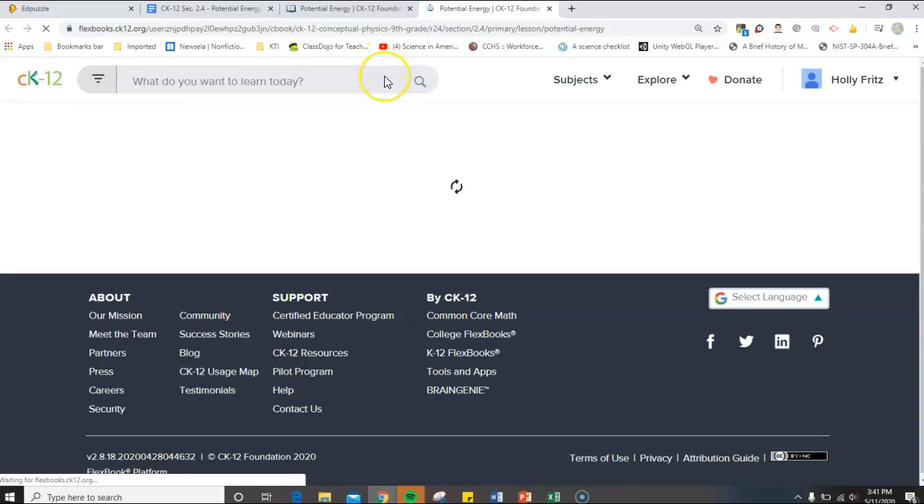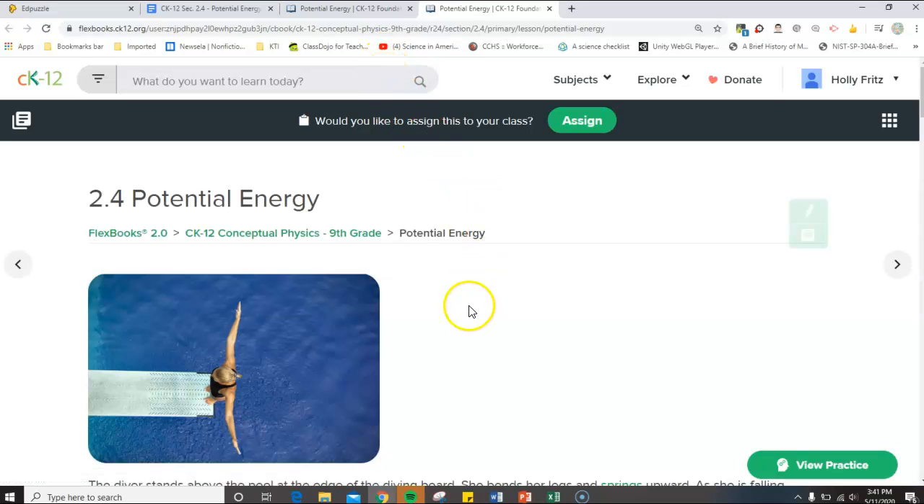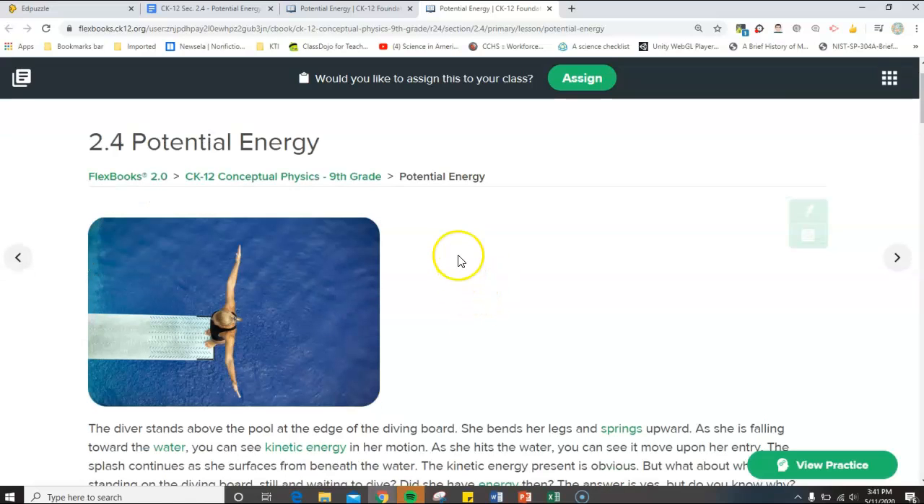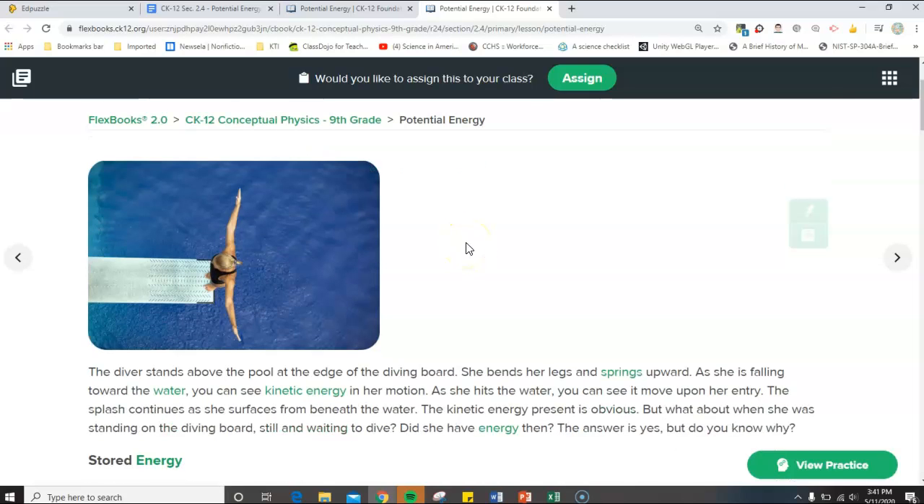So when you get to 2.4 on potential energy, this is what you'll see. So let's talk about some of the ideas that are discussed here in this section. So we see a diver standing on a diving board. We can all see by now that once the diver leaves the diving board and is falling towards the water, that is obviously kinetic energy. It's the energy of motion, which is what you read about yesterday.